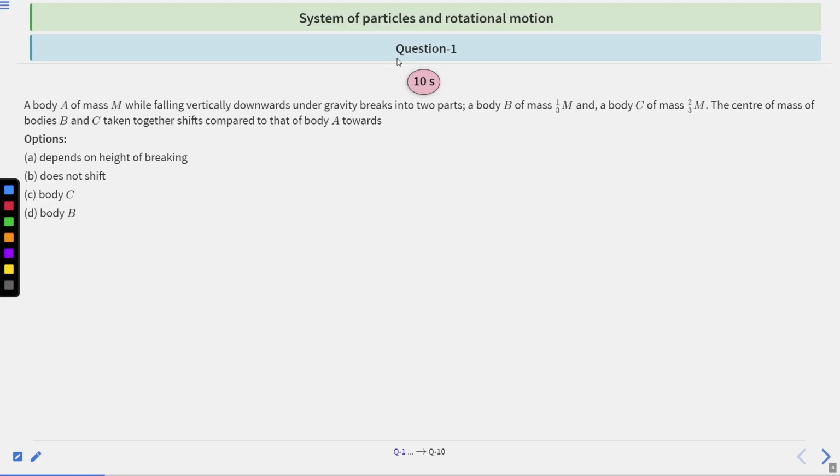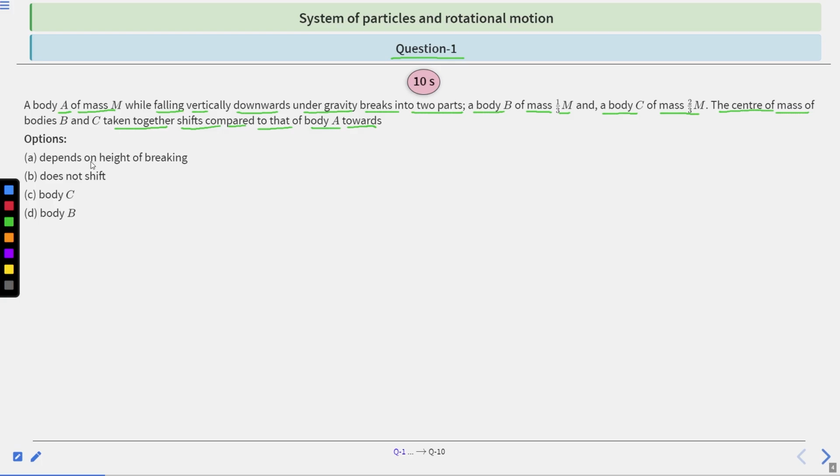So, question first. A body A of mass m, while falling vertically downwards under gravity, breaks into two parts: a body B of mass 1/3 m and a body C of mass 2/3 m. There are three bodies, A, B and C. The center of mass of bodies B and C taken together shifts compared to that of body A towards what?